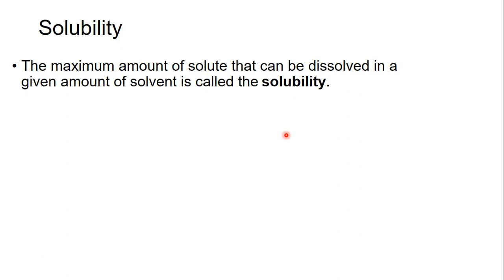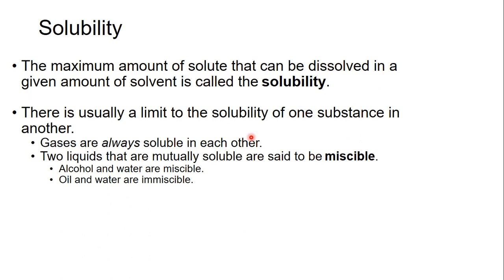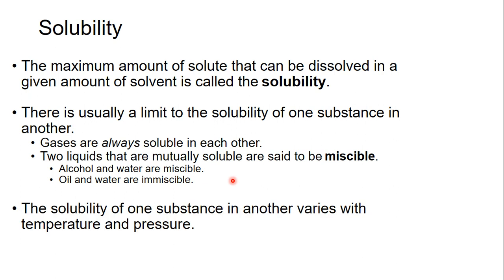In this ability to make a solution, we call this solubility. So the maximum amount of a solute that you can put in a solvent, that's called the solubility, right? And there's some kind of limit to it, and we have some rules we can follow. If you have two gases, 100% they'll always be soluble. Two liquids that are soluble to each other are miscible. So ethanol and water can both dissolve in each other, so those are miscible. Oil and water cannot dissolve in each other. They are not soluble with each other, so they are immiscible.